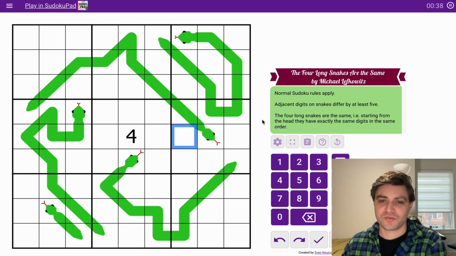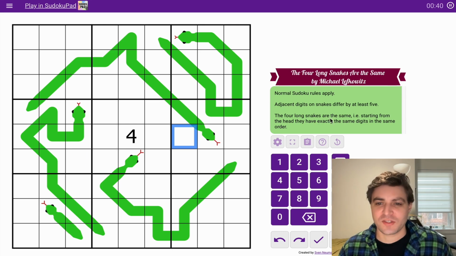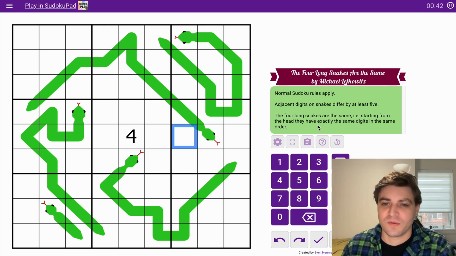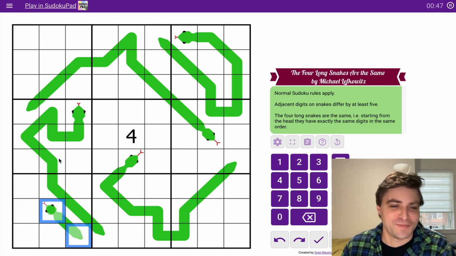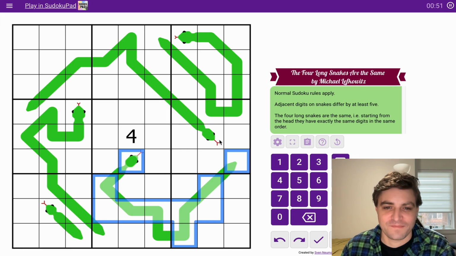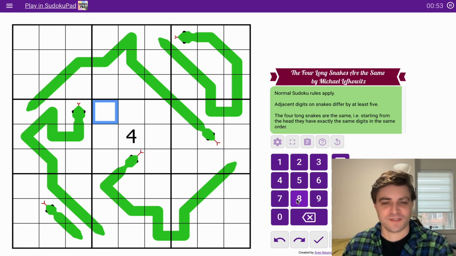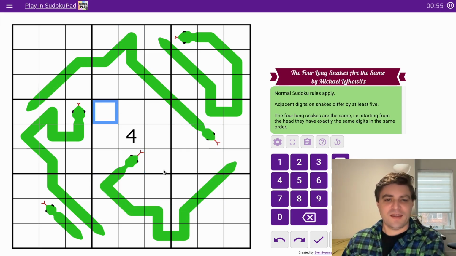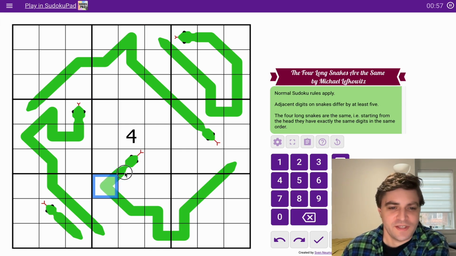And there is one last rule. The 4 long snakes are the same. Starting from the head, they have exactly the same digits in the same order. Okay, so we have a little baby snake. But there are 4 long snakes, and they're all the same length. And they're going to contain the same digits. And now that we understand the rules, let's think about the puzzle a little bit.